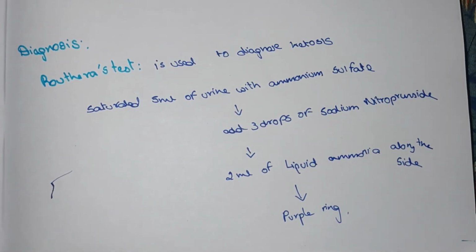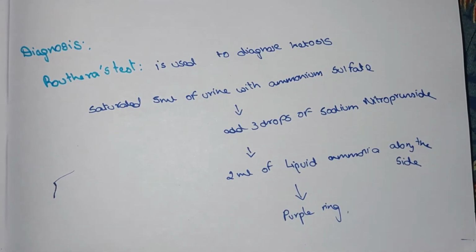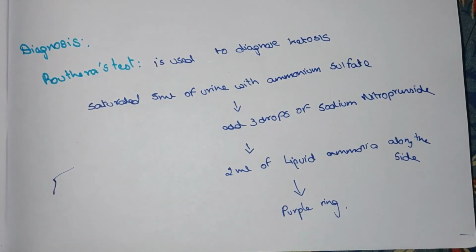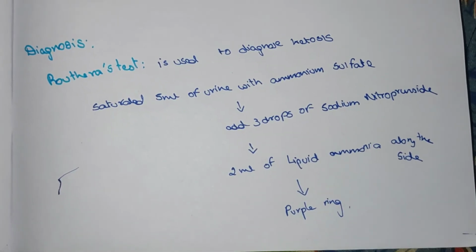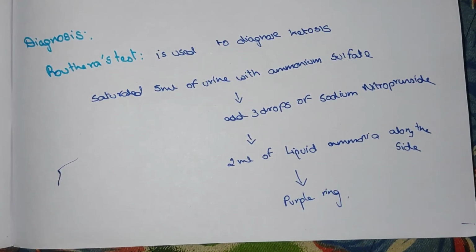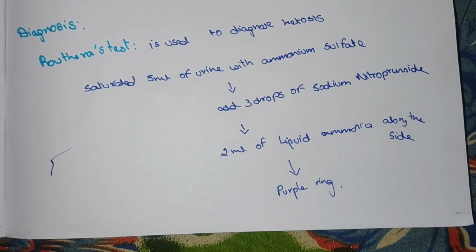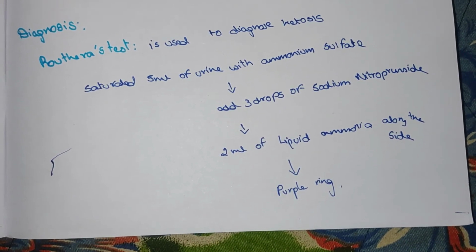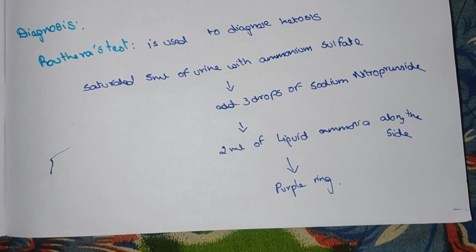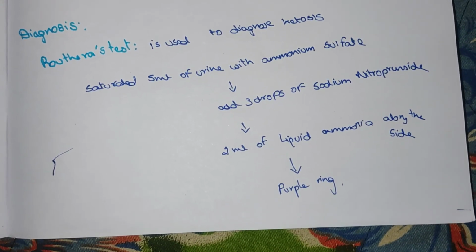Rothera's positive means the patient is diagnosed as a ketosis patient. That's all about the ketone body. We have seen about the ketone body, ketogenesis, as well as ketolysis, and the symptoms and cause of ketosis.